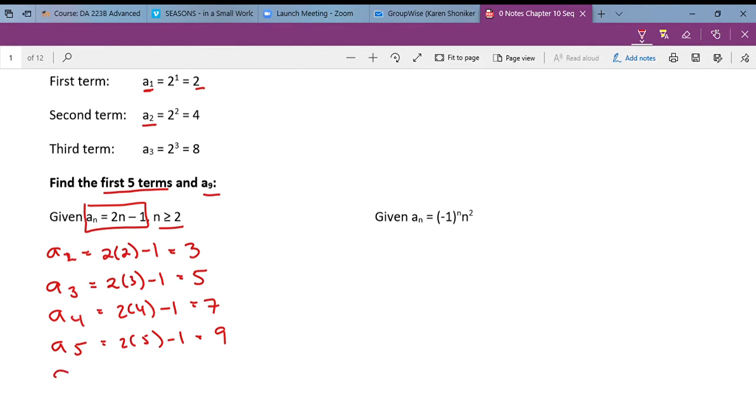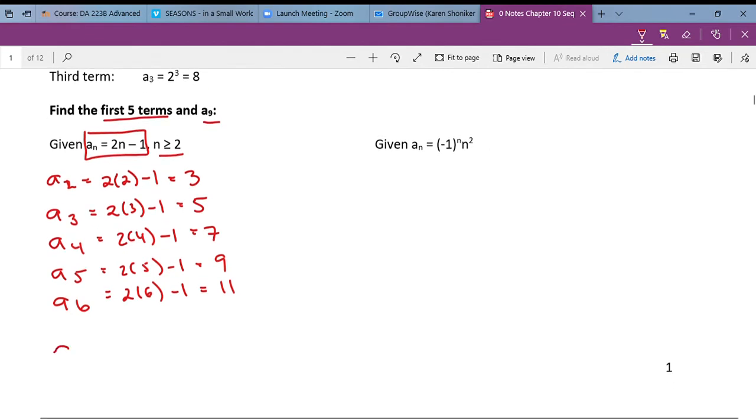If you were going to find the fifth term, which would be a sub 6, then it would be 2 times 6 minus 1, which would be 11. So the first 5 terms in your sequence would be 3, 5, 7, 9, and 11. And then if they specifically wanted a sub 9, then you could plug a 9 in. I've had a lot of debates with myself over the years. I'm like, do they want the 9th term, or do they want one specifically when n is 9? And I looked in the textbook, and this is what they do.